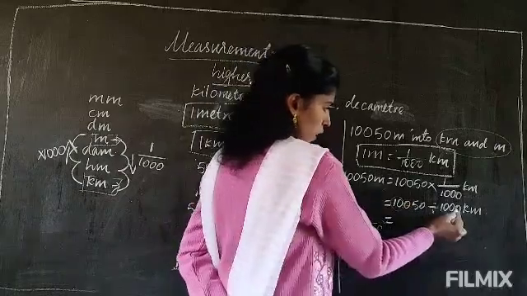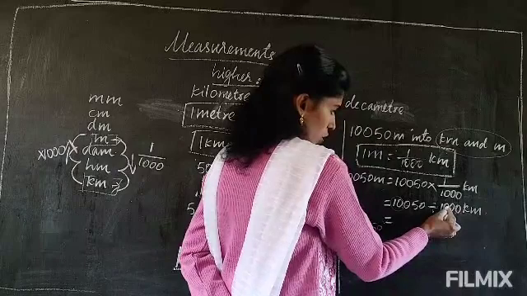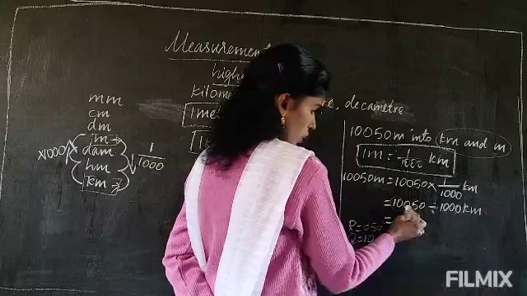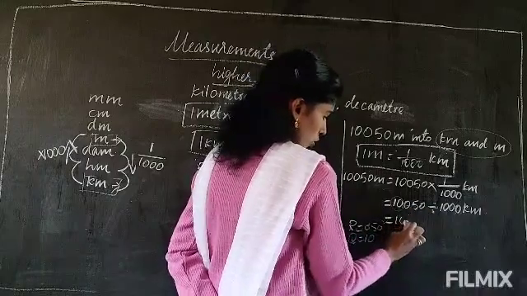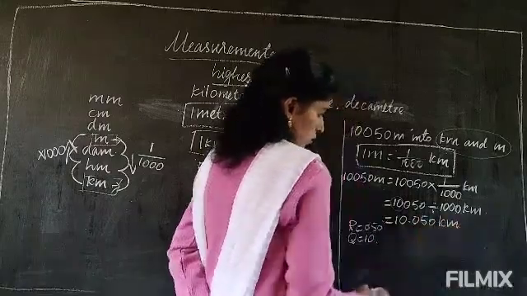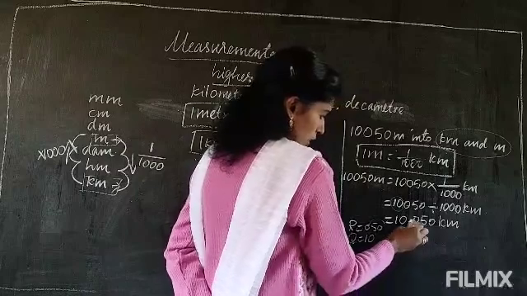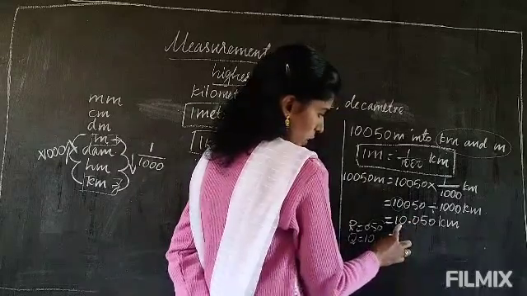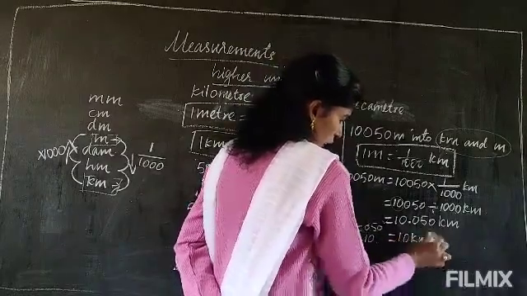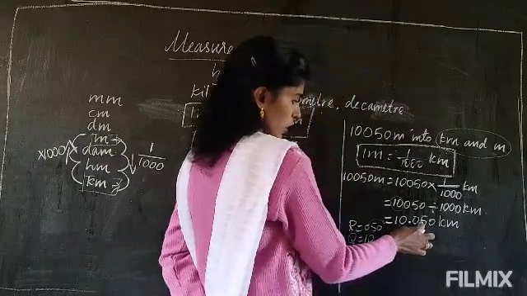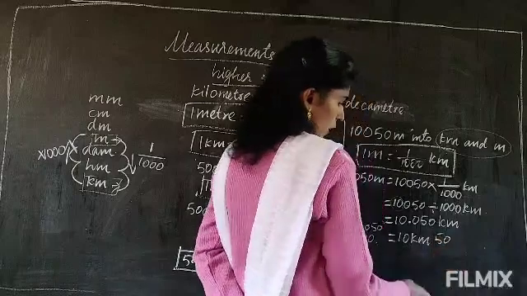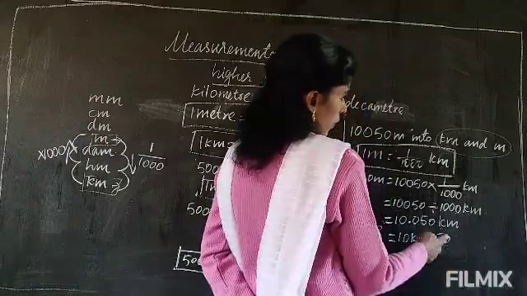Otherwise, how we can do: there are 3 zeros, 1, 2, 3. 3 zeros is 1000. So from the right side, count 3 digits, 1, 2, 3. After 3 digits you keep a point. So it will be 10.050 kilometer. Now, before the point, what is there, you write in kilometer. So 10 kilometer. After the point, 0.050, 0 and 50. 0 is useless, we will take only 50. So 50 will be the remainder.